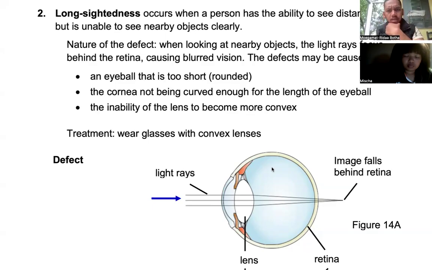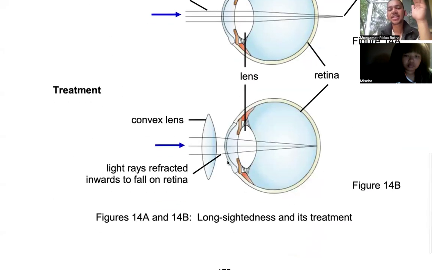What is the treatment for long-sightedness? It is the opposite of short-sightedness. In short-sightedness, it's concave lenses. In long-sightedness, the patient has to wear glasses with convex lenses. As you can see over here, it's convex.